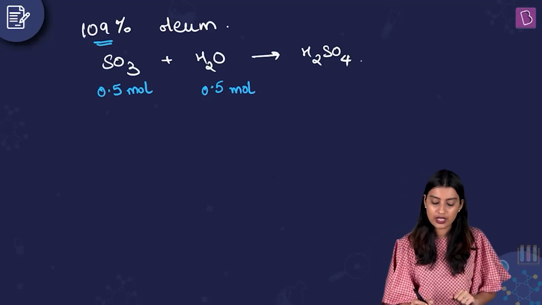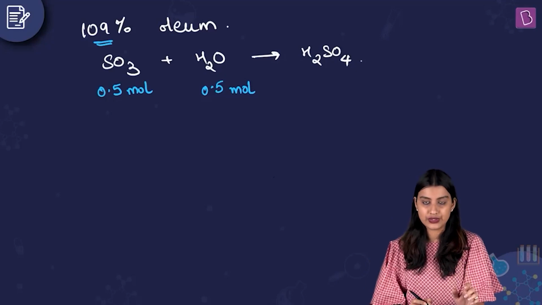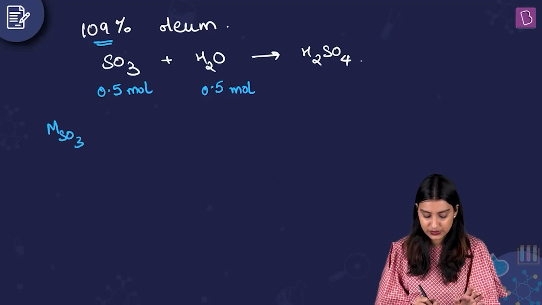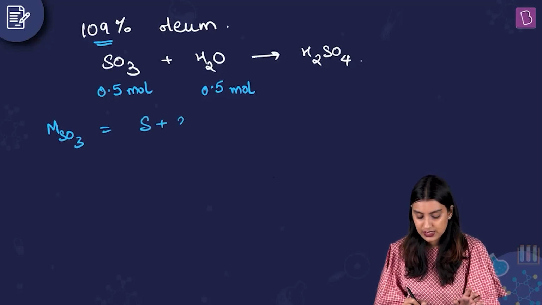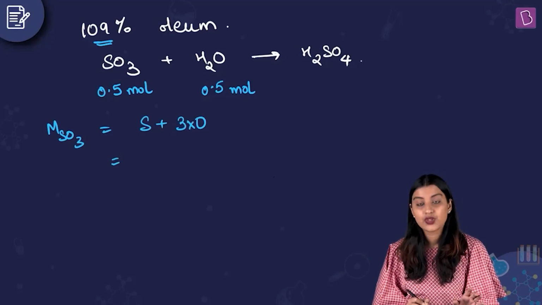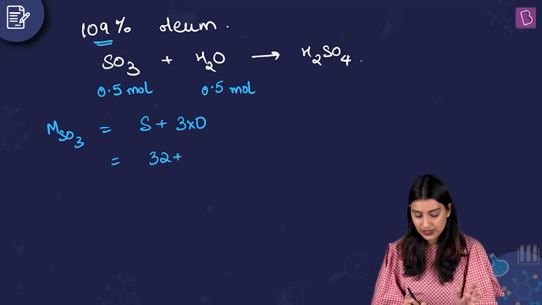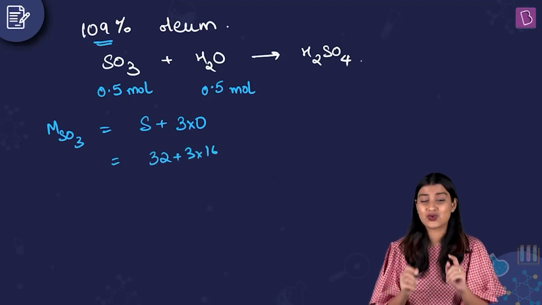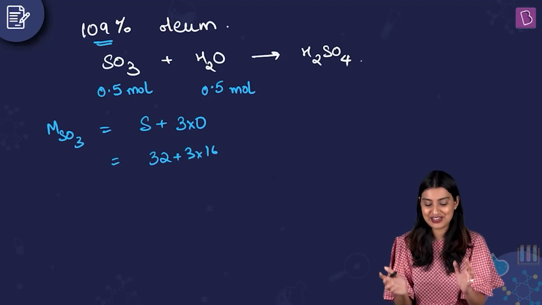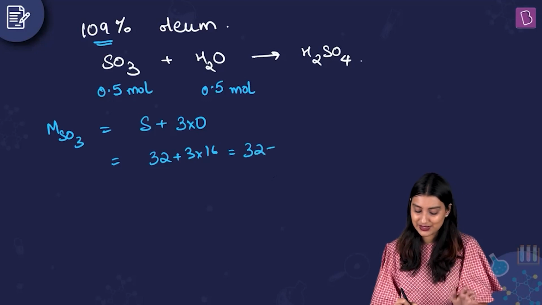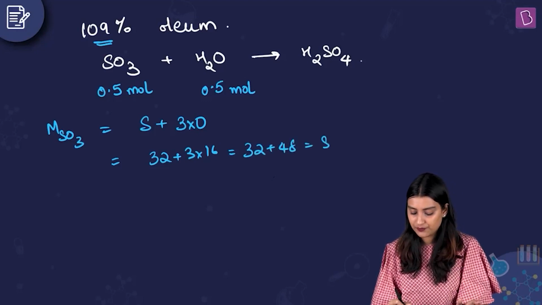Yes. Now, how many grams is that going to be? That you need to find out. So you find out the molar mass of SO3 first. It's going to be S plus 3 into molar mass of oxygen. What is the molar mass of sulfur? 32 gram per mole. Plus 3 into 16 gram. This is not 3 into 0. Be very careful. It's 3 into 16. So you have 32 plus 48, which is nothing but 80 gram per mole. This is the molar mass of SO3.